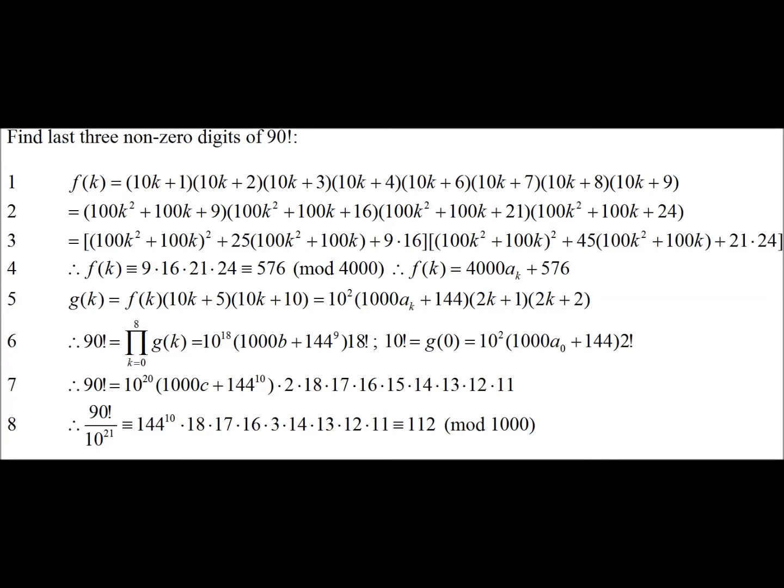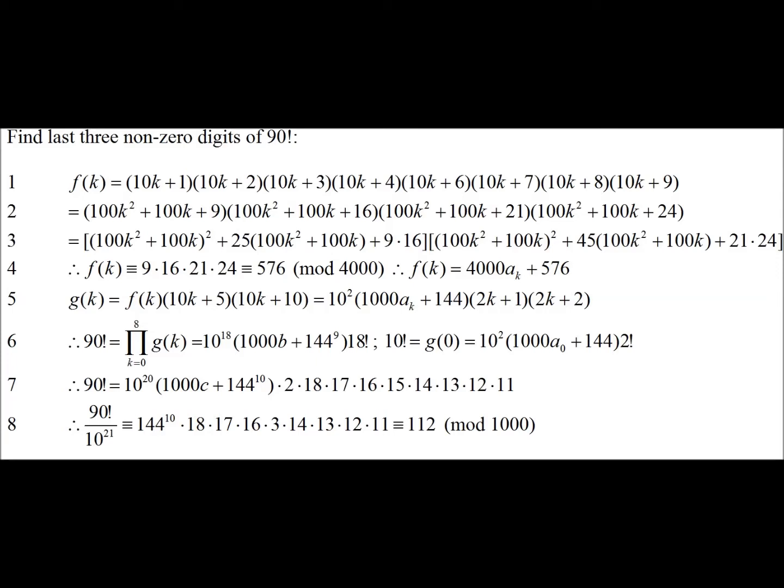Finding the last three non-zero digits, we divide 90 factorial by 10 to the 21st. 144 to the power 10, and the product of those numbers behind decide the last three digits. Now a calculator can handle these numbers since they are small enough. In other questions in which numbers are large, we can apply Fermat's little theorem, which I will not be teaching you. In this question, the answer is 112.